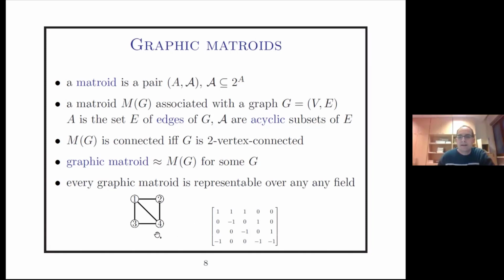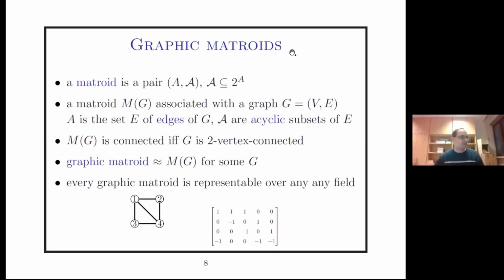So I put here an example, which actually should also convince you that every graphic matroid is representable over any field. So if this is my graph, which has 4 vertices, 1, 2, 3, 4, I will create a matrix where the columns of this matrix correspond to the edges, rows correspond to the vertices, and I put 1 and -1. So for example, this column corresponds to the edge between 1 and 4, and one can easily verify that these columns are in 1-to-1 correspondence with the edges of the graph, and the edges of the graph form an acyclic subset if and only if the corresponding columns of the matrix are linearly independent.